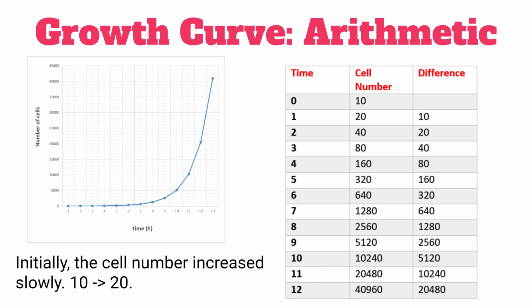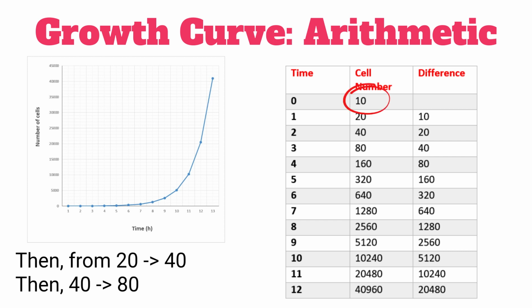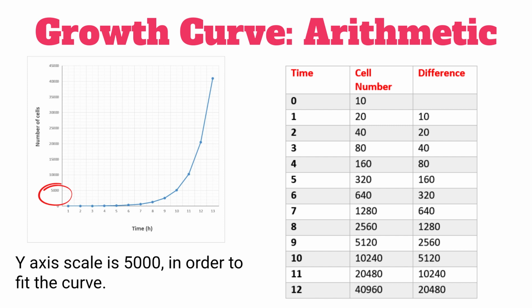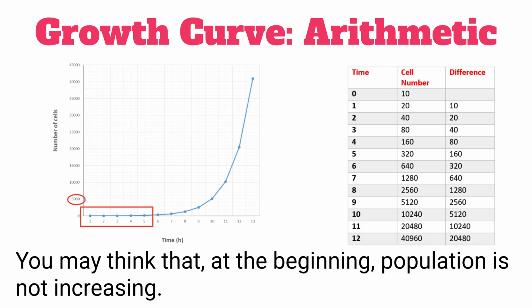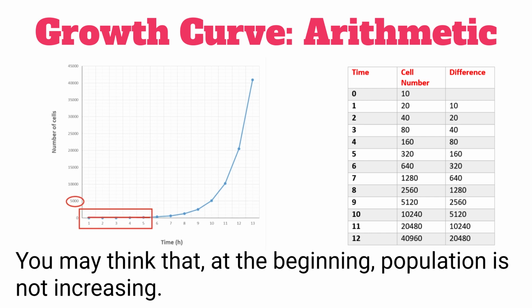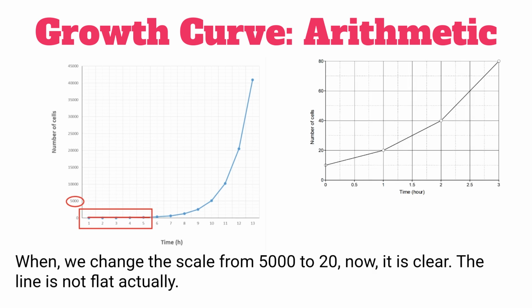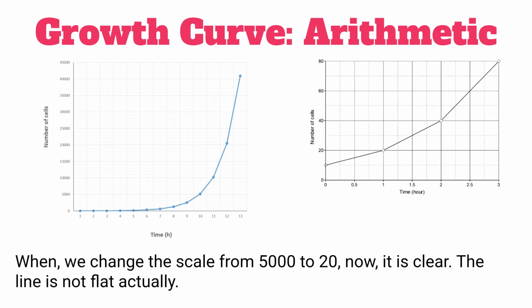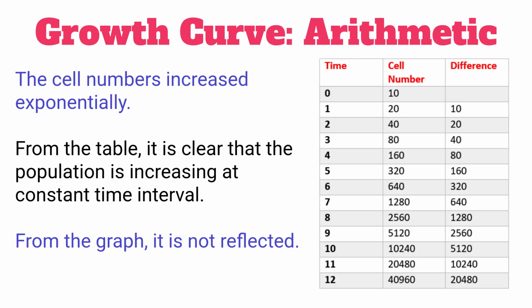During exponential growth, the increase in cell number is initially rather slow, like from 10 to 20 and then 40 to 80. And here the scale is 5000, and because of that, after 7 hours, you don't observe any visible changes and the line looks flat. When we magnify this portion and change the scale from 5000 to 20, now you can see the difference. The number is increasing. This is one of the major drawbacks of this curve.